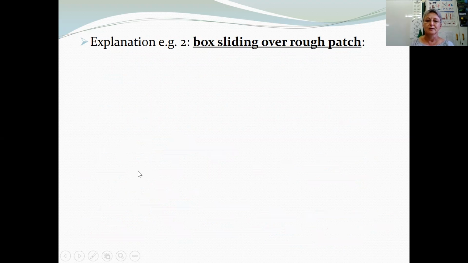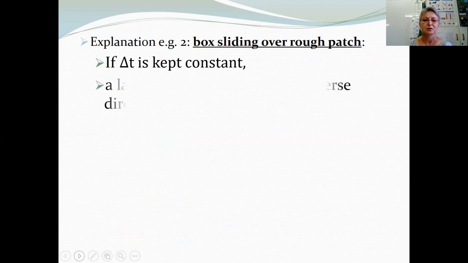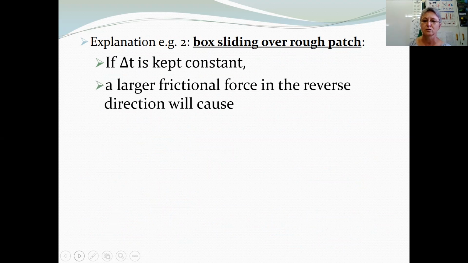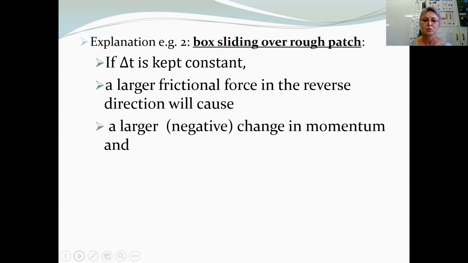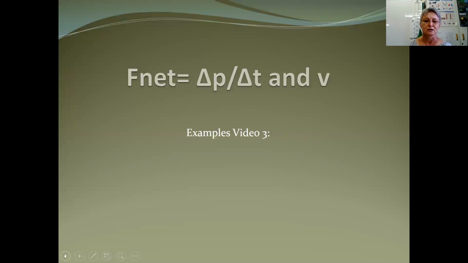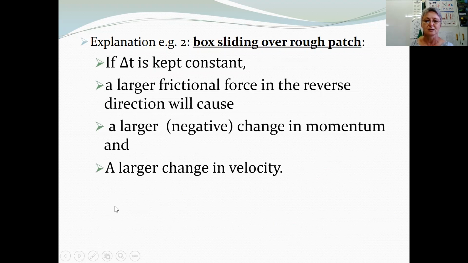If I need to explain it properly, when the box is sliding over the rough patch, and the time is kept constant, that is the main thing there, the time is kept constant. A larger frictional force, which is your net force, in the reverse direction will cause a larger negative change in momentum and a larger change in velocity, but the final velocity will be decreased.